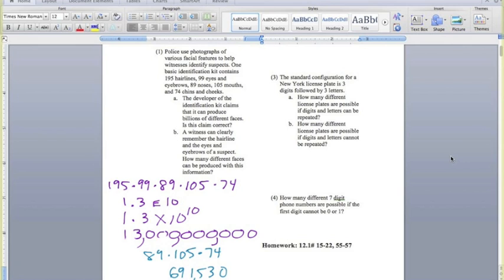691,530 faces to look at. So not nearly as many as before, but that's still a whole lot of possibilities to consider. So hopefully they can kind of narrow that down a little bit.